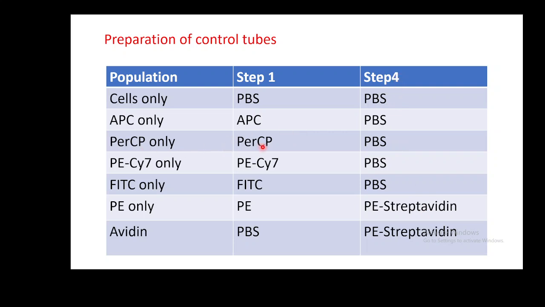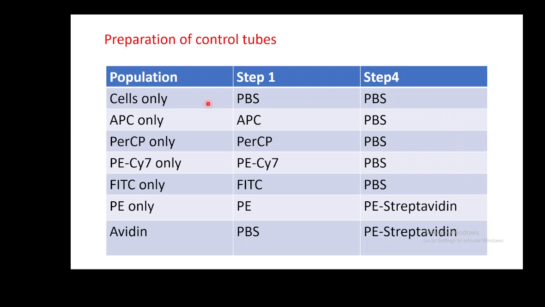PerCP only, you will add only PerCP. PE-Cy7, you will only add PE-Cy7, but it has the PE, so you need to add the control of PE. So in this PE only tube you will have the PE only and the PE streptavidin. If your streptavidin is labeled with the PE, then the FITC, in the FITC tube you will take FITC only, and avidin, you will take only PE streptavidin.